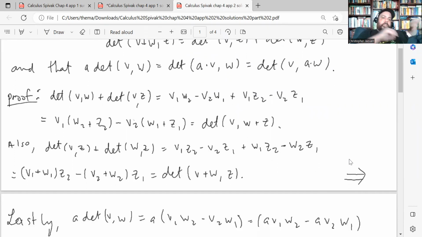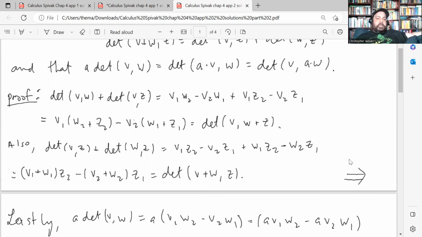So if you look at determinant VW plus determinant VZ, using the definition of the determinant, you get V1W2 minus V2W1 plus V1Z2 minus V2Z1. And then just rearranging things and using the rules for operating on real numbers, you can use the distributive law to factor out the common factor V1 from two of the terms and negative V2 from the other two terms, and that gives you the formula for the determinant V comma W plus Z. So those two things are equal.